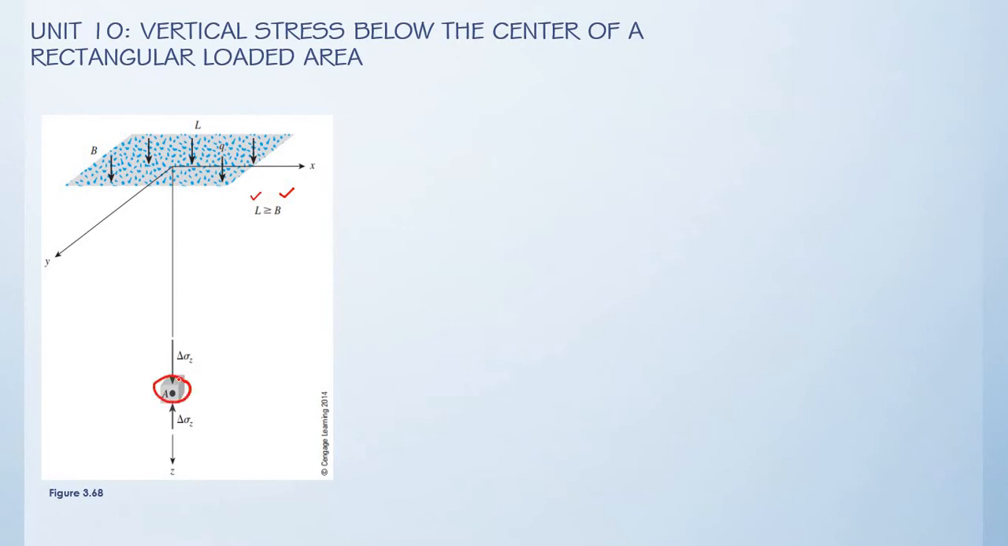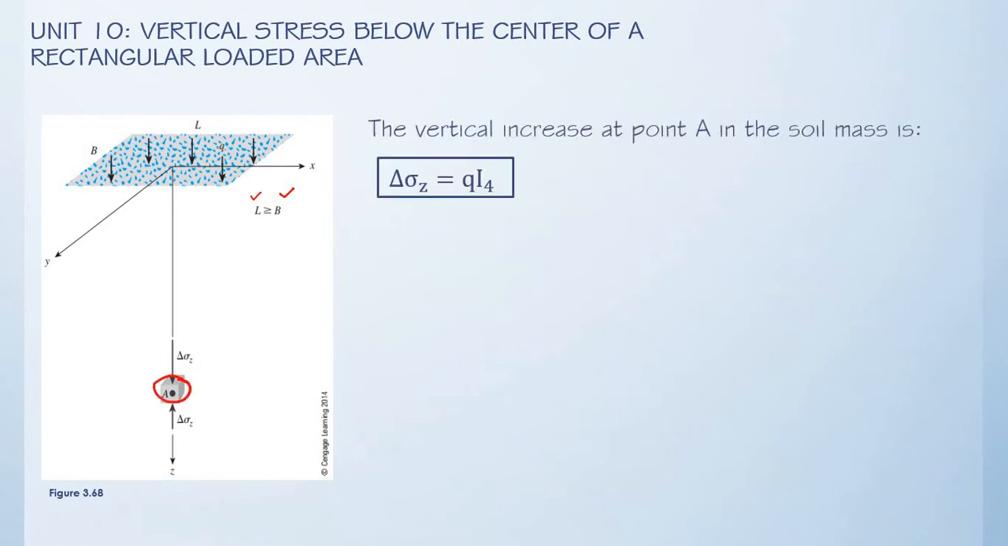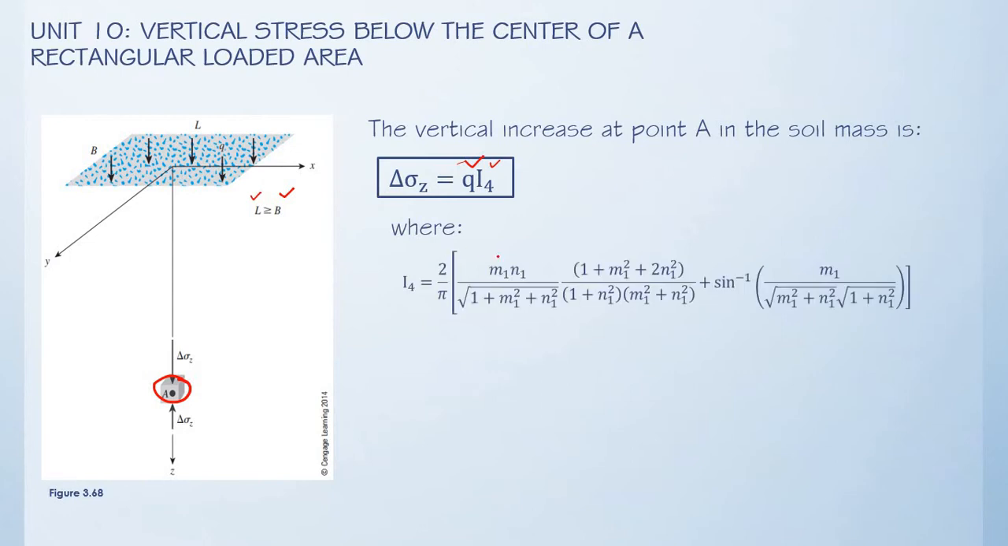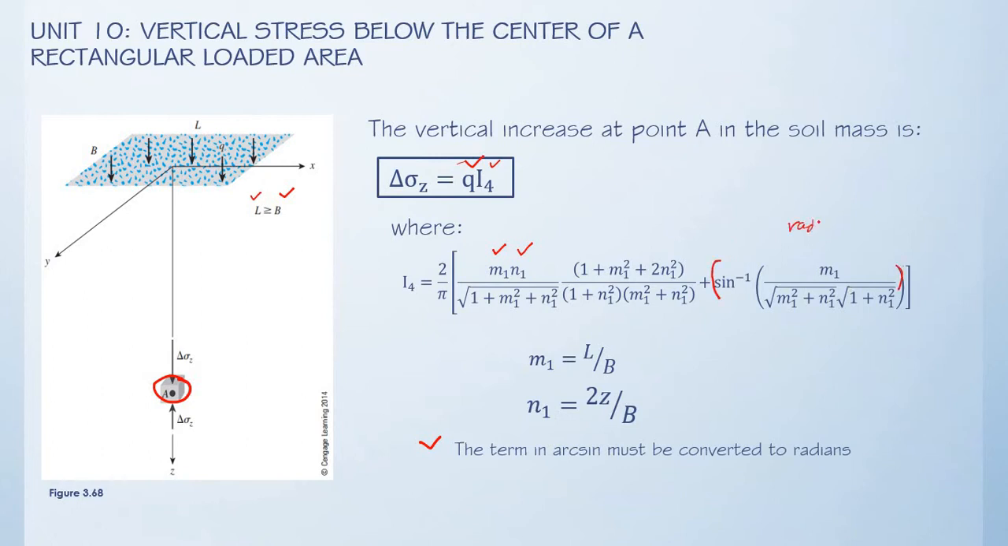The vertical stress increase at point A is q multiplied by I_s4, where I_s4 can be solved by the following equation. Notice that we have only two parameters, m1 and n1. m1 is L divided by B, and n1 is equal to twice the z divided by B. Take note also that the term in the arcsine must be converted to radians. To convert it into radians, simply multiply by pi divided by 180.